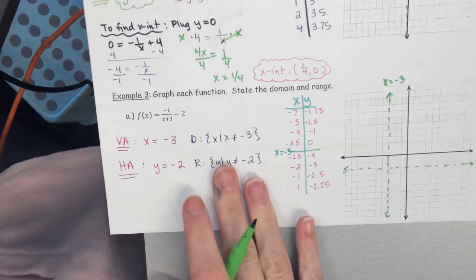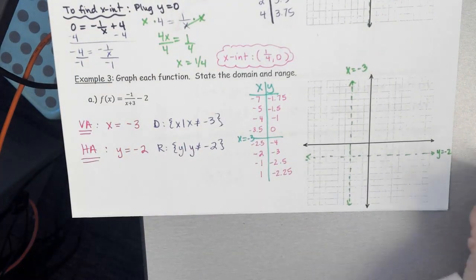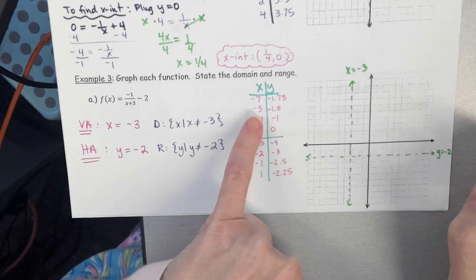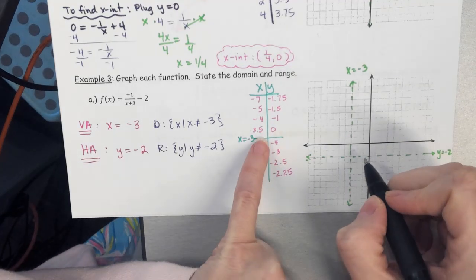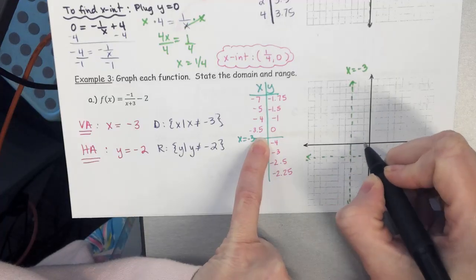Okay, and then these are plot coordinates. So -3.5 and 0.